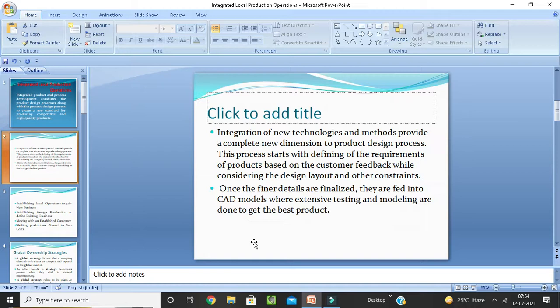Once the final details are finalized, they are fed into a CAD model. Extensive testing and modeling are done to get the best product. So this is the reason why new products or features are added to the product, and why new technologies are introduced in the market so that people can take them up easily.